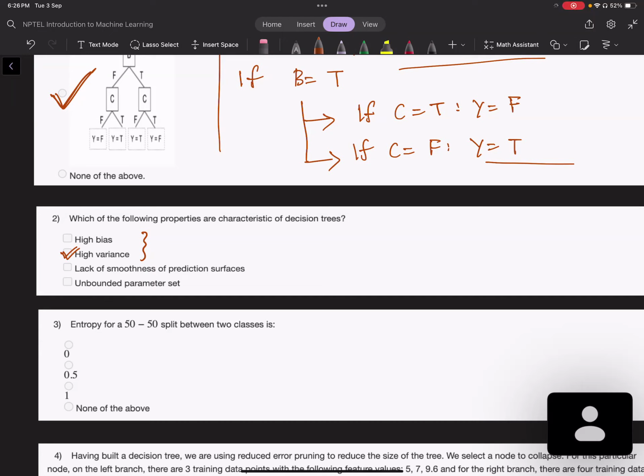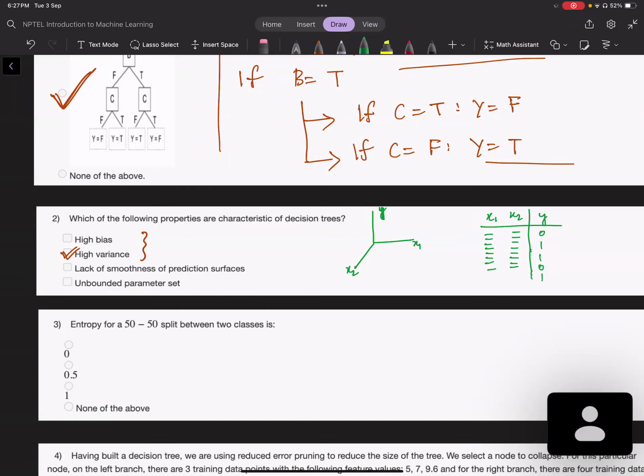Second is lack of smoothness in the prediction surface. If you look at decision trees in general, let's say there are two variables, x1 and x2, and y. You have some values of x1, and some values in x2 as well. The value of y would be some 0 or 1.